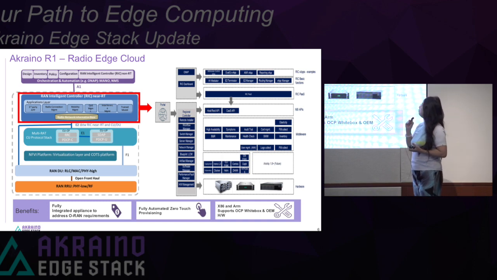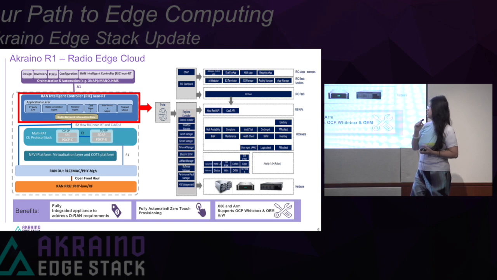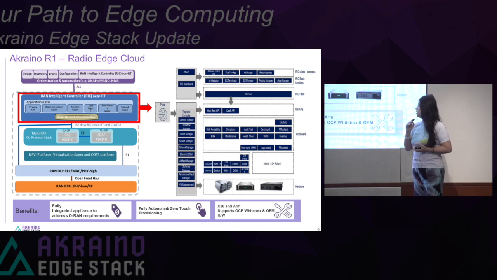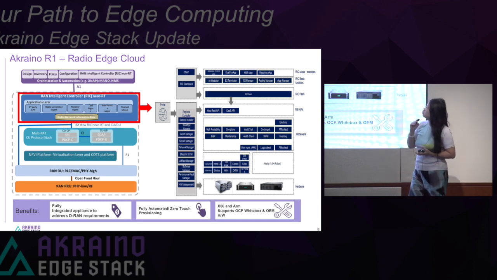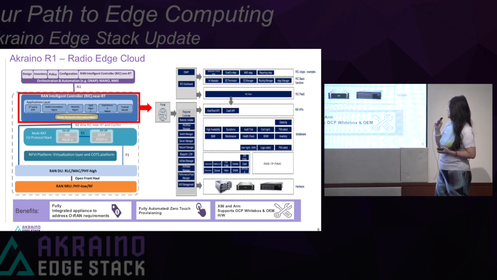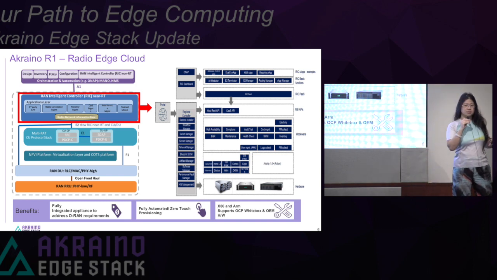So what's the benefit for rack? It's fully integrated appliances to address all RAN requirements. We have a feature channel set up, and next page I'm going to talk about that. And it's also fully automated zero-touch provisioning because we tend to use A1 interface to use some components from ONAP to do that. And also x86 and ARM supports the OCP white box, and the OEM also support that for the hardware part. Any questions for rack?